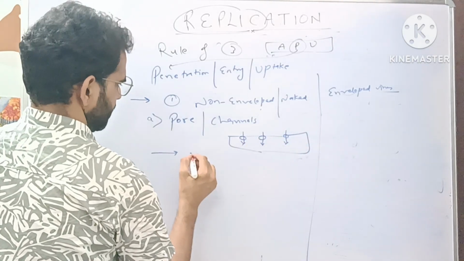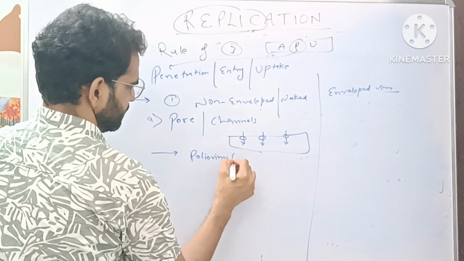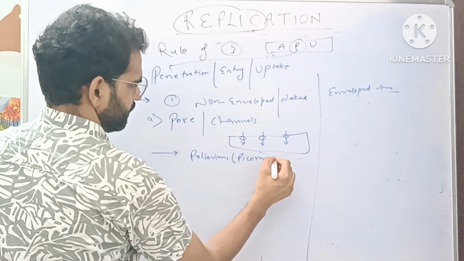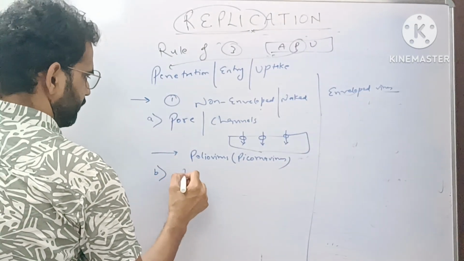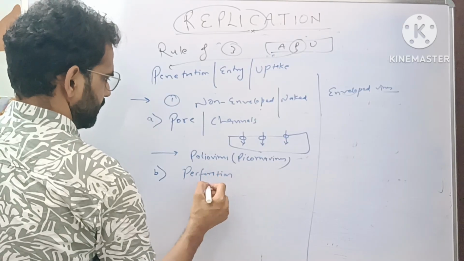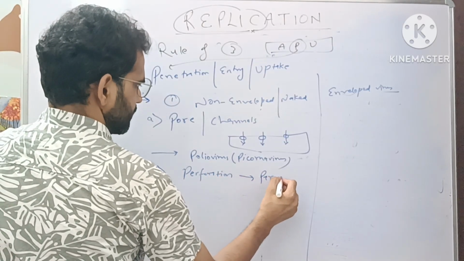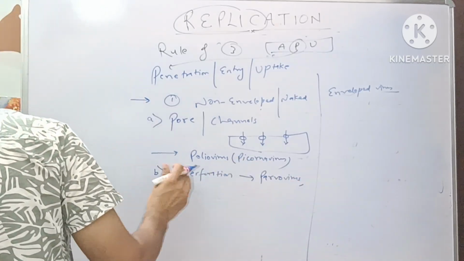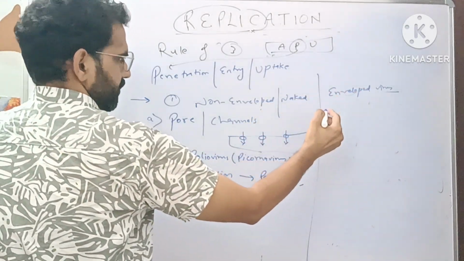after attachment? For example, poliovirus, which is a member of picornaviruses. Number two, perforation. That is parvoviruses, canine parvovirus, through the perforation. Then these are the enveloped viruses.